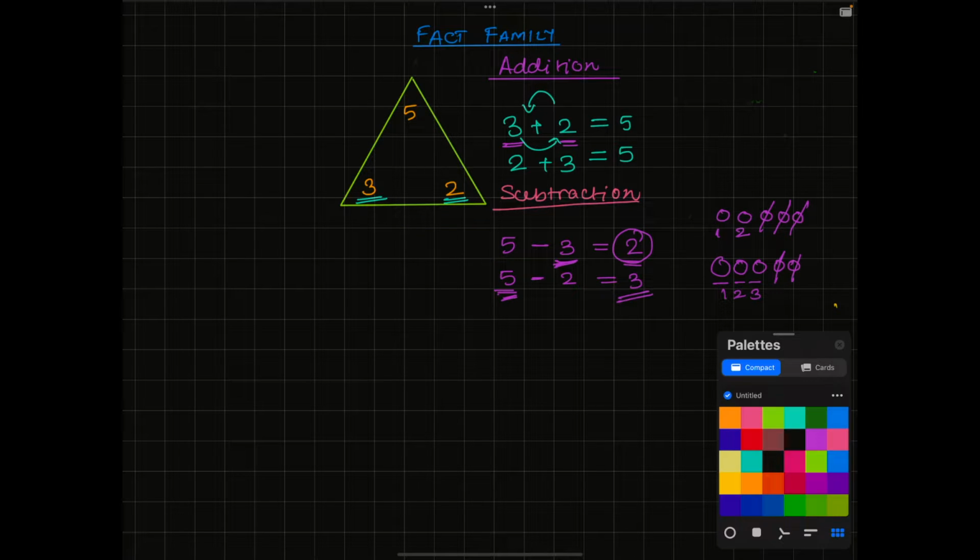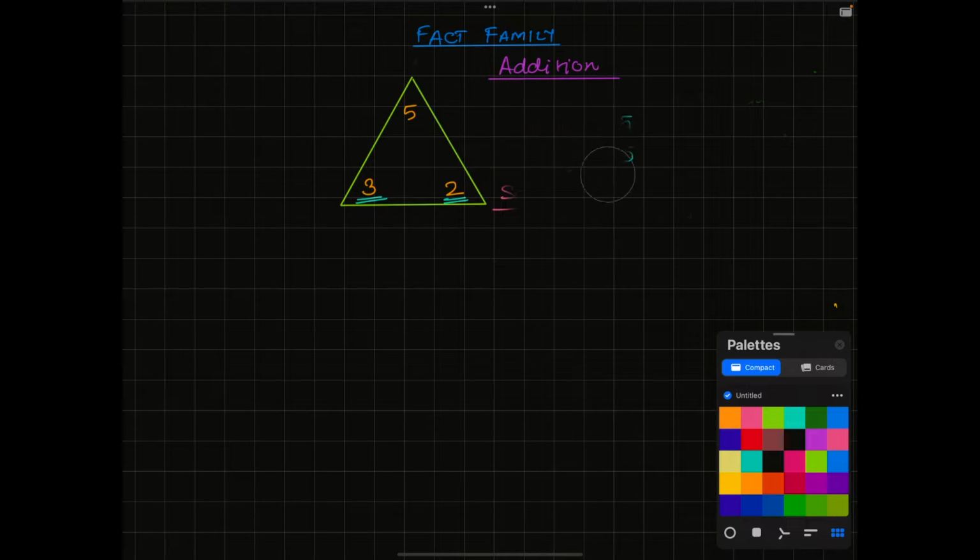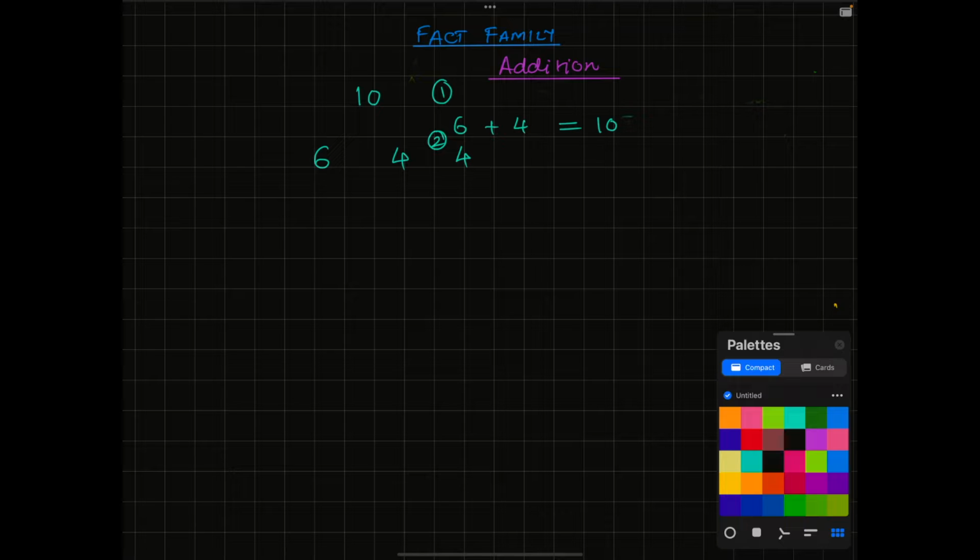It will help you to do the mental math. So let's take another example to understand this better. Let's say the next one is 10, 6, and 4. So what are the facts we can derive from these three numbers? First, let's derive the addition facts. Fact number 1 is 6 plus 4 is equal to 10. Likewise, number 2 is 4 plus 6 is also 10.